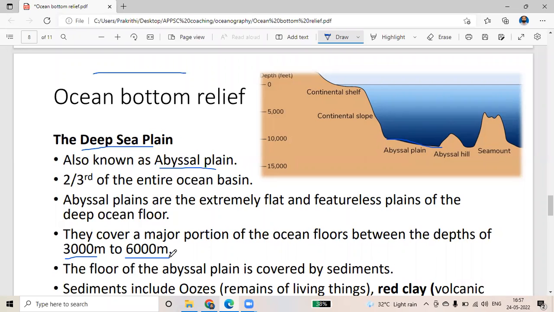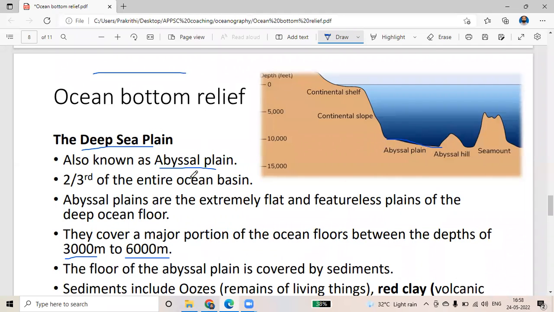So we know that the Himalaya's maximum height is 8 kilometers. The average depth of the ocean is almost 6 kilometers. So if Mount Everest is in the ocean, we can see only a 2 kilometer height of the mountain. The rest will all be under the ocean and the water.